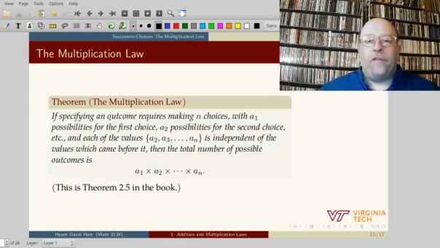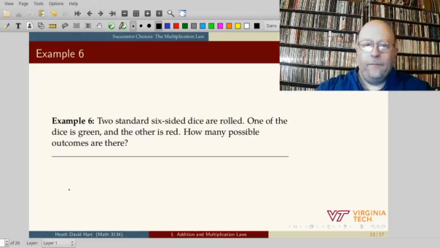If specifying an outcome requires making n choices, so in the example we were just looking at, specifying a jacket required making 2 choices, one for the color and one for the size. And these were the number of possibilities for the first choice, and these were the number of possibilities for the second choice, and so on and so forth. And each of these values is independent of the values that came before it. Then the number of possible outcomes is just the product of the number of choices you have at each level. This is theorem 2.5 in the book. Okay?